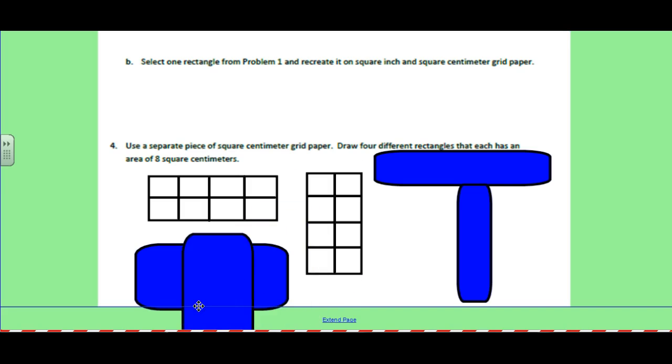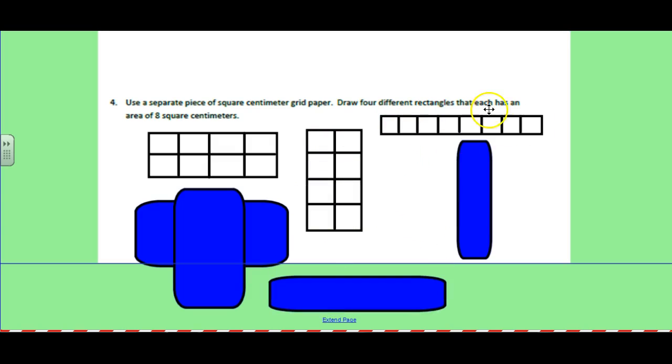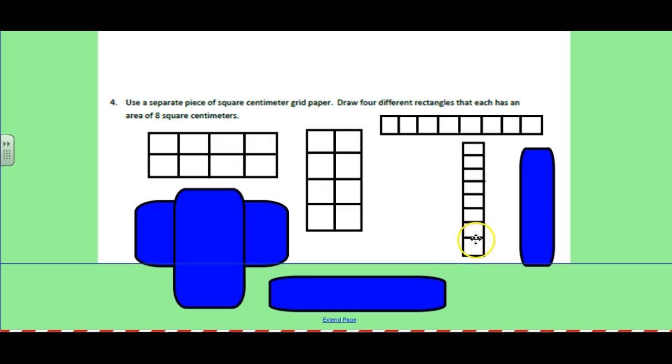Okay, so another one would be this one. It's just flipped a different way. So now I have 4 rows with 2 in each row, and there's 8 altogether. Another one would just be 8 going across, and another one would be 8 going up and down. So if you don't have these correct on your centimeter grid paper, I want you to go ahead and correct that before you move on.